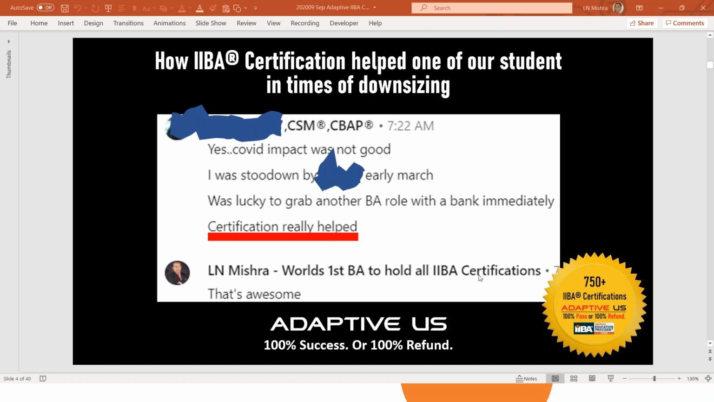This student was a past CBAP student from us. She was in the aviation sector, but she lost her job due to COVID-19. But she got another job with a bank, and what she says is her CBAP certification really helped her. But look at the way she prepared herself way before COVID-19 happened. Some people wake up at the very last moment, and of course, that's not a great situation to be in.